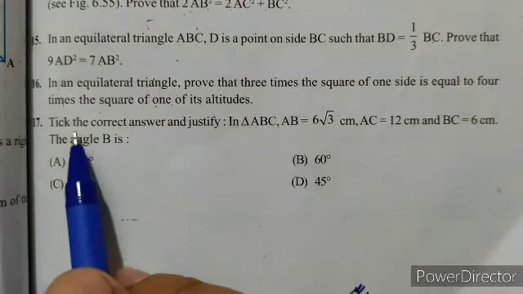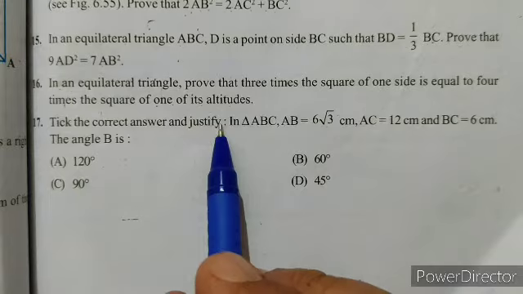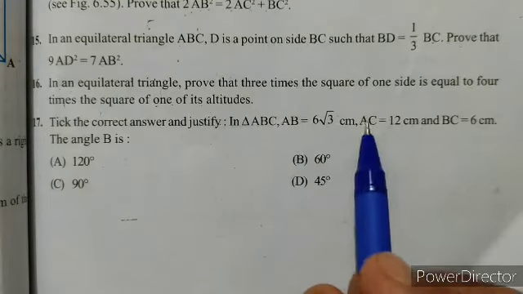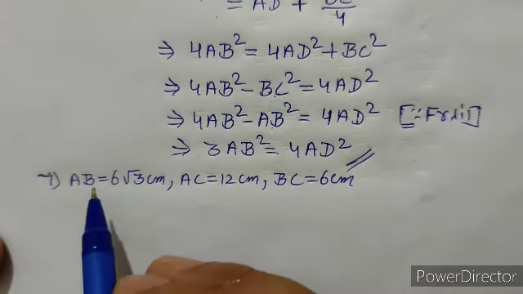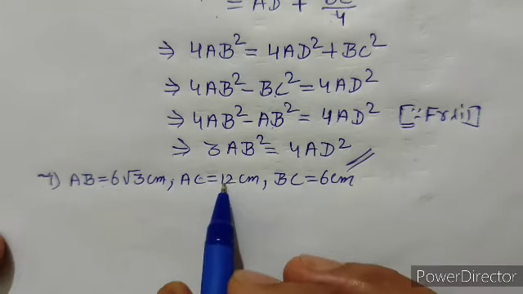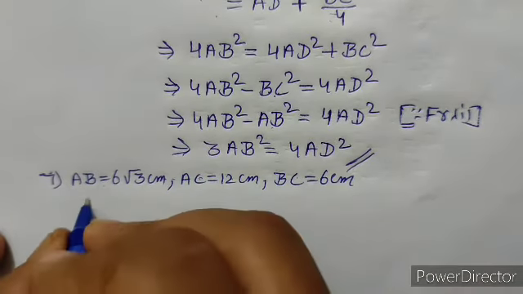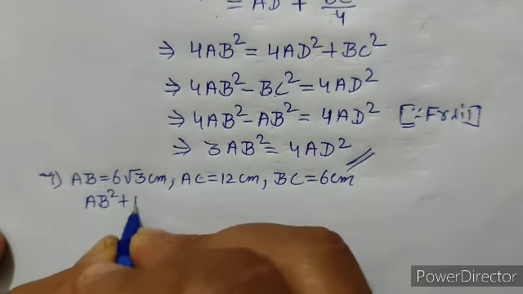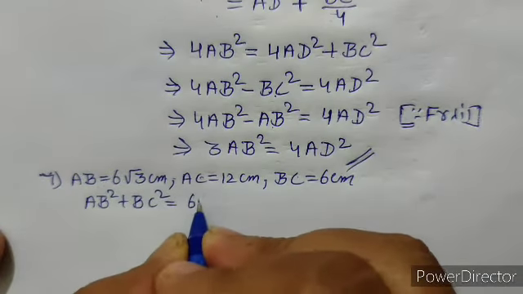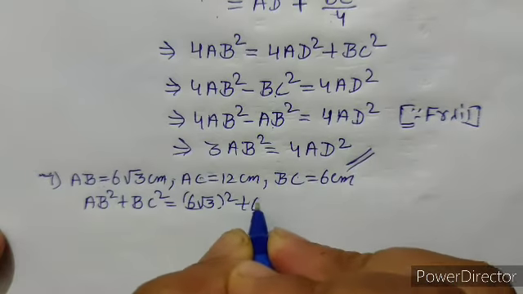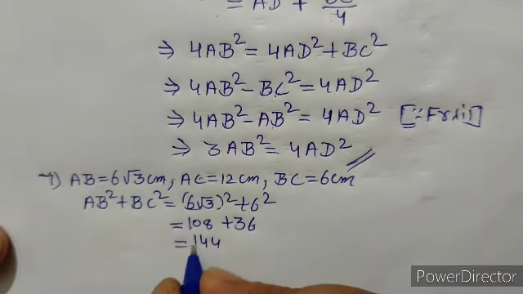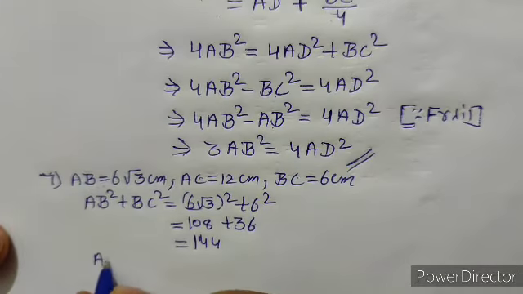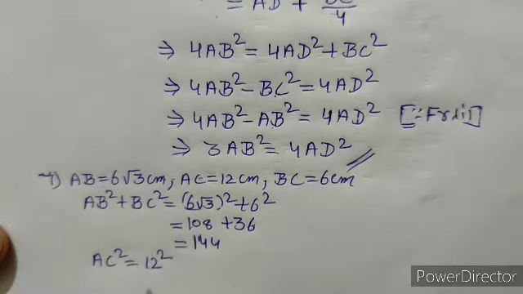Now in question number 17, here we have to take the correct option. In triangle ABC, AB, AC and BC are given to us, and we have to find the angle B. Now the two smaller sides among these three sides are AB and BC. So AB square plus BC square will give us 6 root 3 square plus 6 square, and that will be equal to 108 plus 36, and that is equal to 144. Now AC square will be equal to 12 square, and that is also equal to 144.